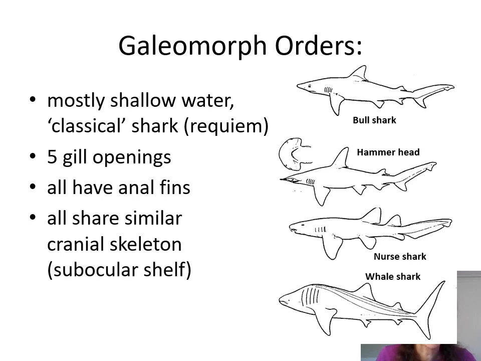So we'll go back to the galeomorphs. That's our first group of the sharks that we talked about. Most of these are found in shallow water, and they're considered to be your classical sharks. Sometimes they're referred to as the requiem sharks. They will all have those 5 gill openings. You can see those even on the pictures here. They all have the anal fin as well. And they all share similar cranial skeletal structures. In this case, we're talking about the subocular shelf that's in there.